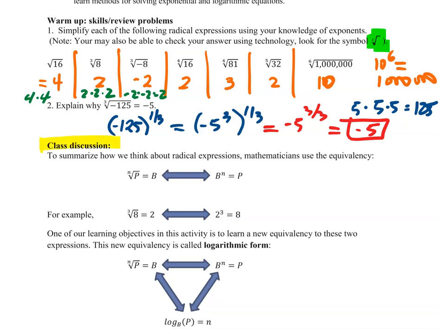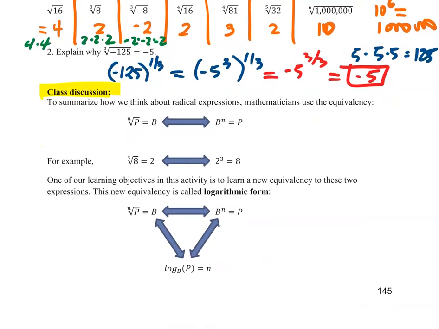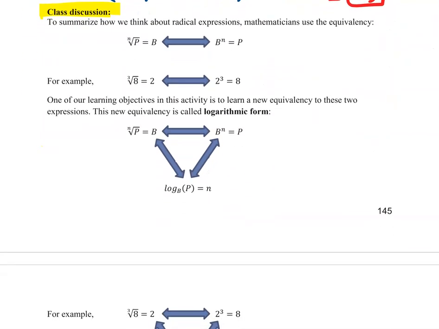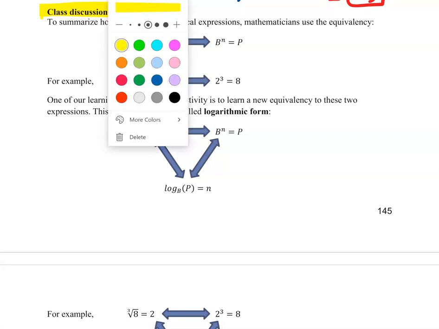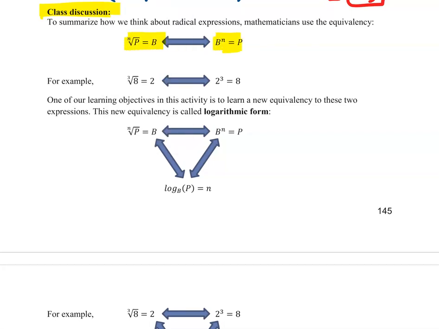Alright, so let's start with our class discussion. To summarize how we think about radical expressions, mathematicians use the equivalency: the nth root of p is equal to b. You can rewrite that as b to the power of n is equal to p. For example, the cube root of 8 is equal to 2. You can rewrite that as 2 cubed is equal to 8.